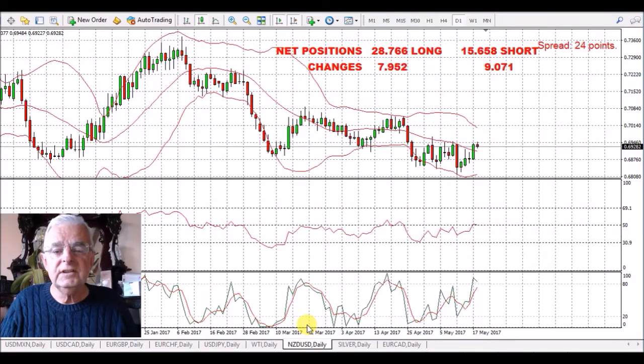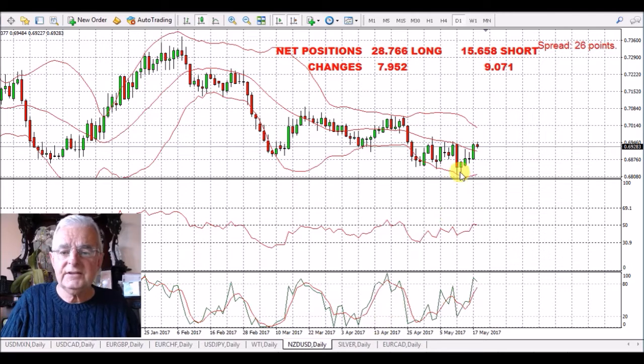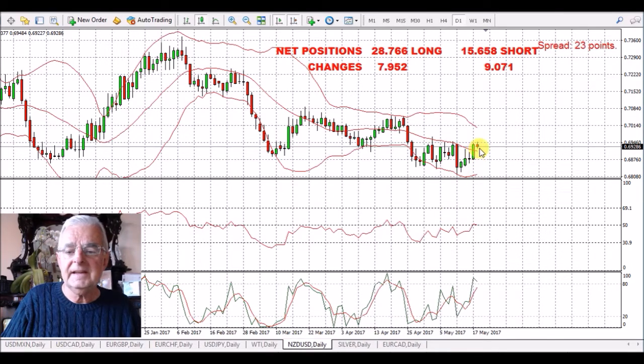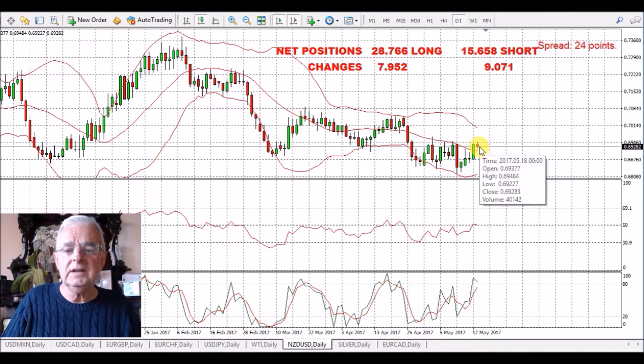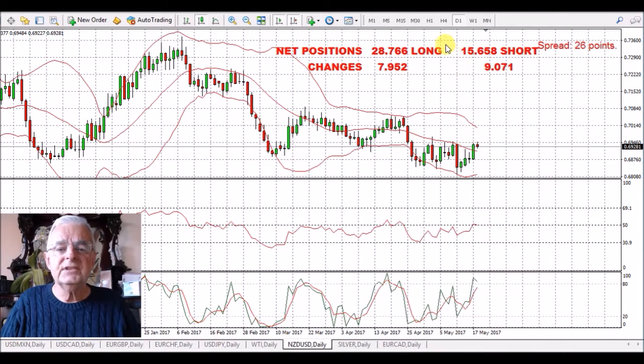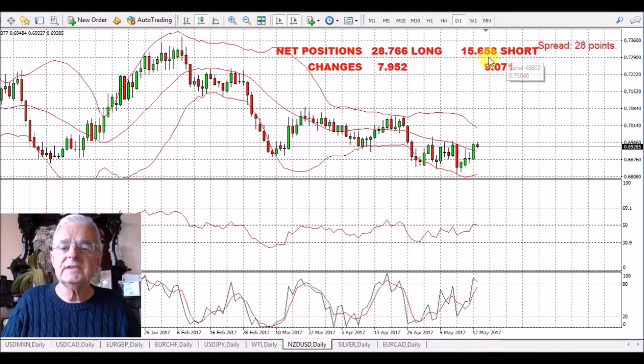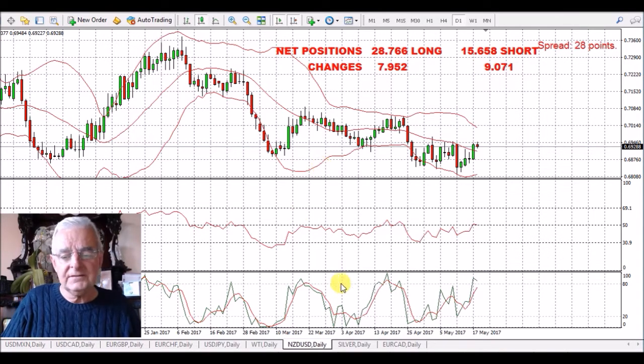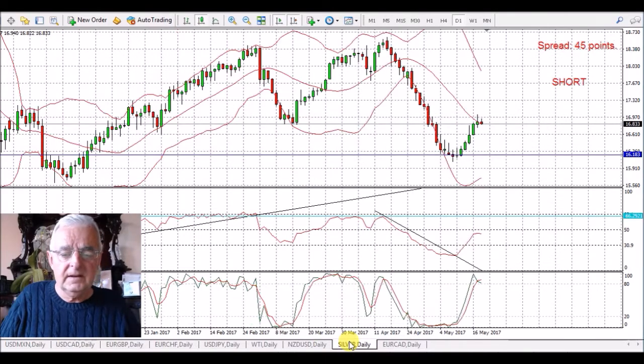New Zealand dollar, US dollar. The last 3 or 4 days this has risen. It's just starting to show weakness. The net position on the commitment of traders is actually long, although we did have quite a lot of short positions added this week. So that's fairly interesting to look at.